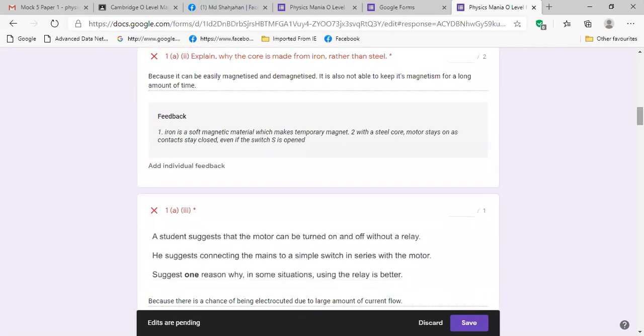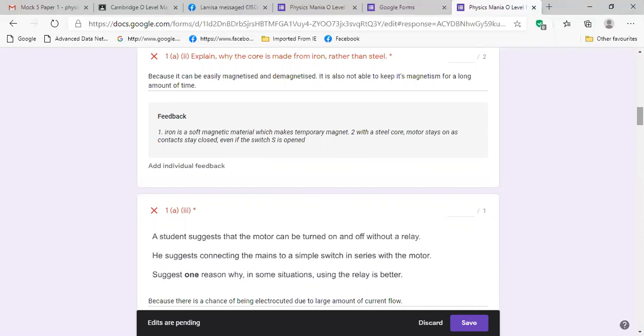The next one, explain why the core is made from iron. Because it can be easily magnetized and demagnetized, it is also not able to keep its magnetism for a long amount of time. Iron is a soft magnetic metal which makes a temporary magnet. With a steel core, the motor stays on, or the contacts stay closed, even if the switch S is open.